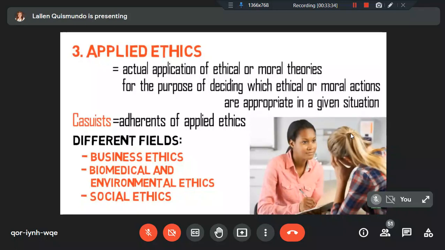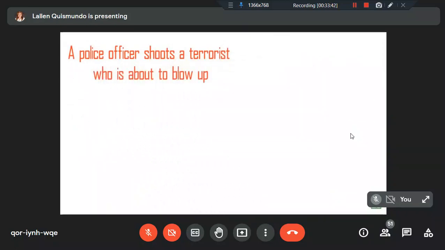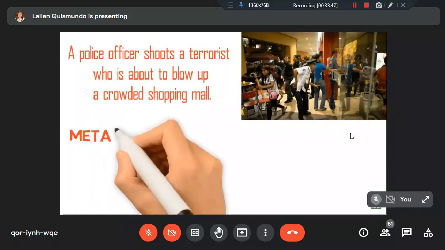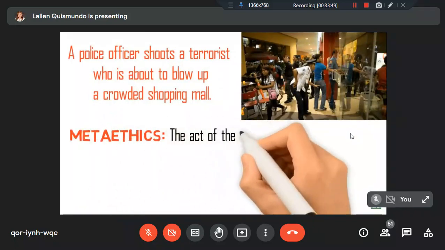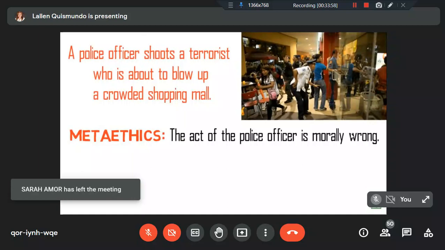Finally, the difference between the three major types of ethics can be illustrated in the following situation. A police officer shoots a terrorist who is about to blow up a crowded shopping mall. The act of the police officer is morally wrong, according to metaethics, because it is always wrong to kill. As is well known, killing in itself is intrinsically wrong.